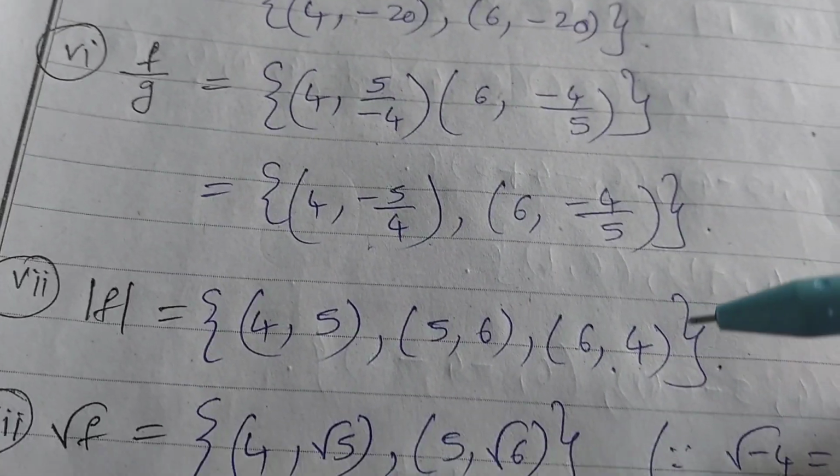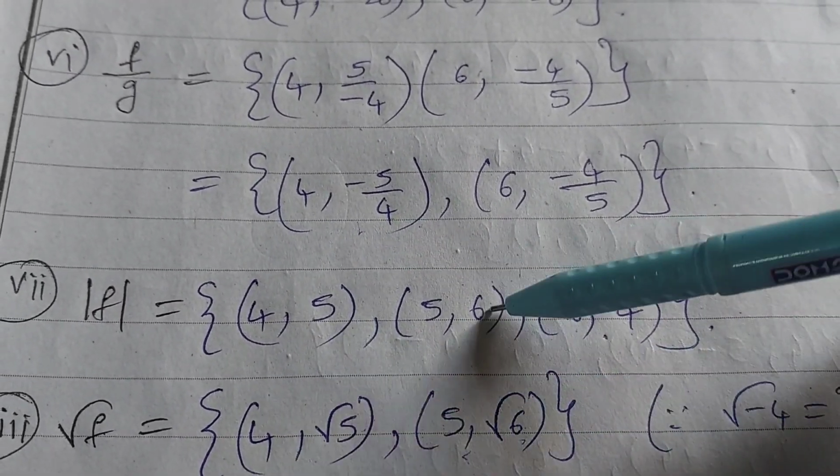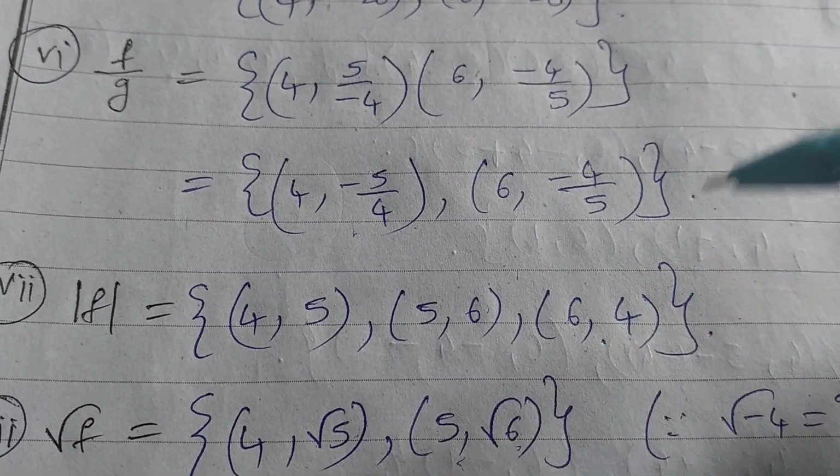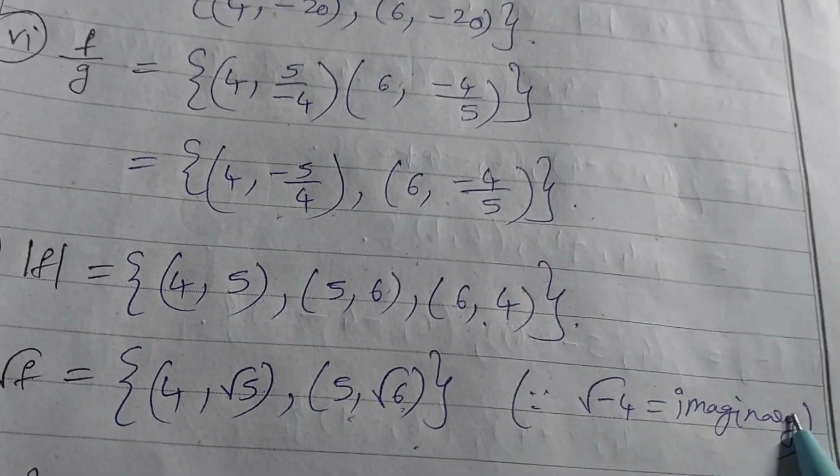Next he asked root f of x. So 4 comma root 5, 5 comma root 6. Next one, 6 comma root minus 4, but the root of minus 4 is imaginary, and we should not consider the imaginary, so only 2 cases.